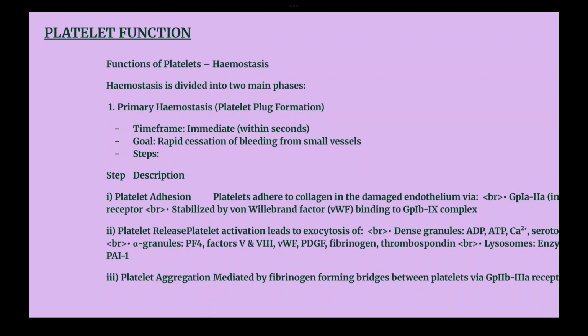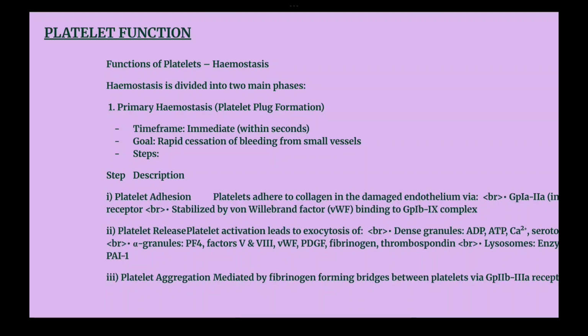Now, hemostasis can be divided into two main phases. One is primary and the other one is secondary. The primary hemostasis is platelet plug formation, and the secondary hemostasis involves the coagulation cascade. Here the primary hemostasis is where the temporary plug is formed when a bleeding is happening at an injury. The time frame of primary hemostasis is immediate. It can happen within seconds to minutes. So the goal is to produce a rapid stop of bleeding from the small vessels.